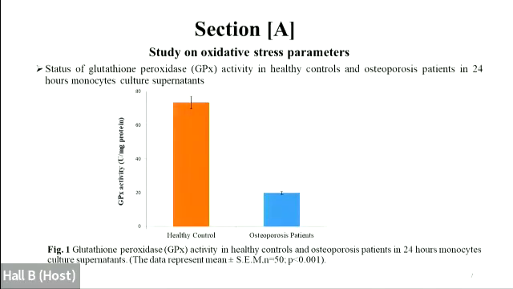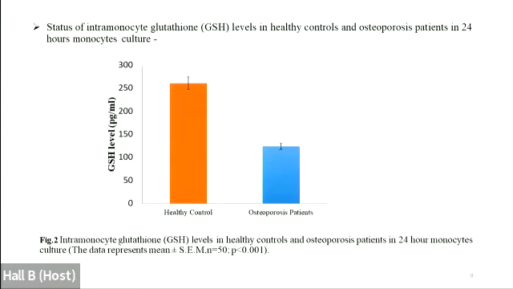So section A of our study was, first of all, to assess whether or not the osteoporotic patients are under oxidative stress. As we have seen in various previous studies and literature review, it was found that the glutathione peroxidase level, an antioxidant enzyme, was highly compromised in the osteoporotic patients as compared to the healthy controls. A similar situation was seen in the intramonocyte glutathione levels of osteoporotic patients in contrast to healthy individuals. The level here was also significantly decreased.